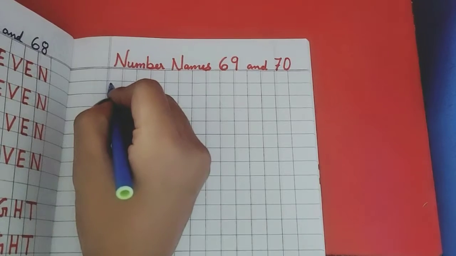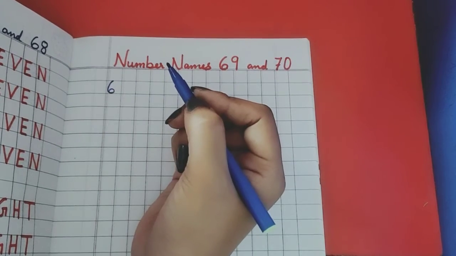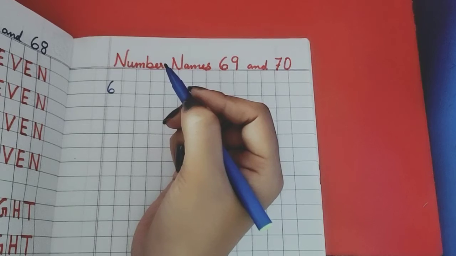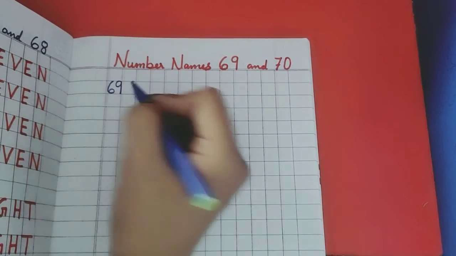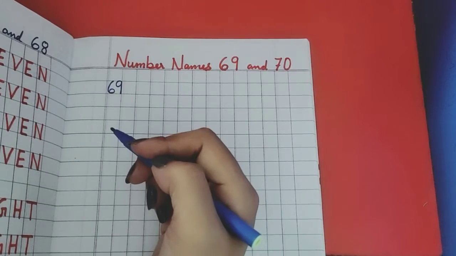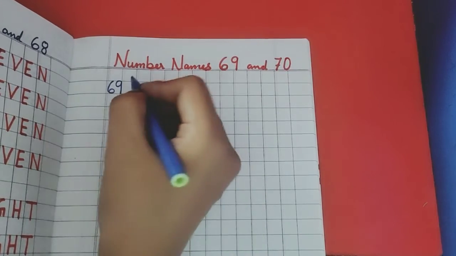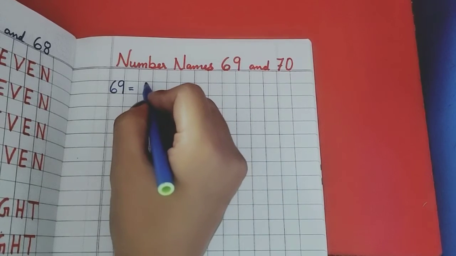Now tell me what number is this? 6. This is 9. Okay, 6, 9 is 69. Now what is the spelling of 69? Spell out the spelling with me.